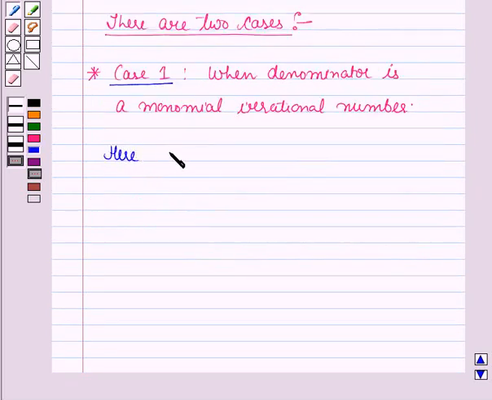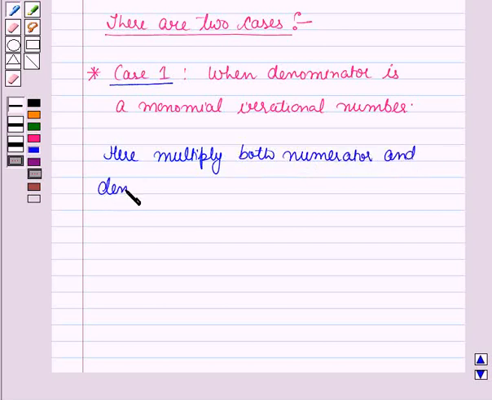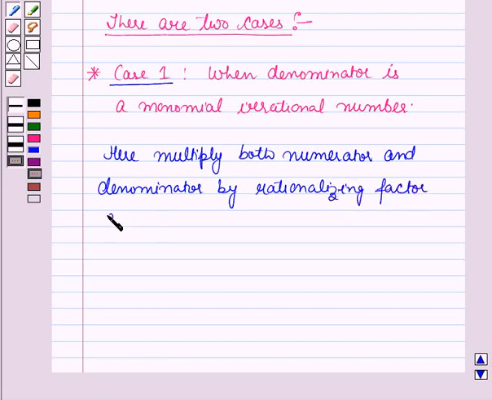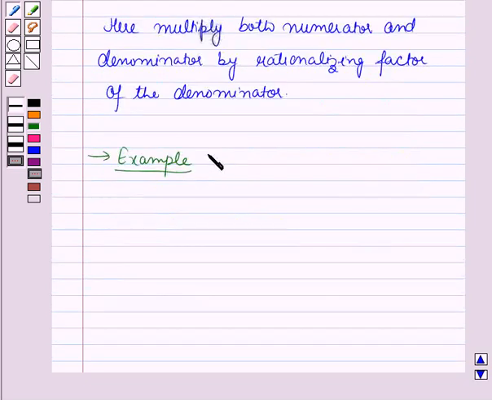So here, in this case, multiply both numerator and denominator by the rationalizing factor of the denominator. Now let us discuss one example for this. Rationalize the denominator of 2 by root 3.